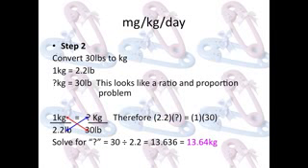1 kilogram over 2.2 is equal to question mark kilogram over 30 pounds. You cross multiply, therefore you get 2.2 times the question mark, or x, and this is equal to 1 times 30. If you solve for the unknown, 30 divided by 2.2 is equal to 13.636, which in this case we will round up to 13.64 kilograms.